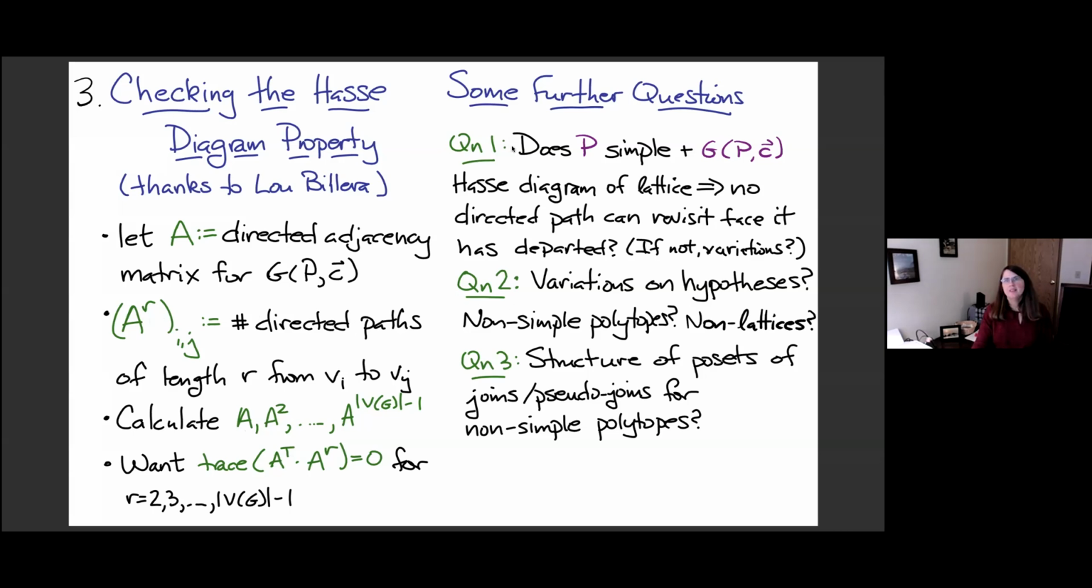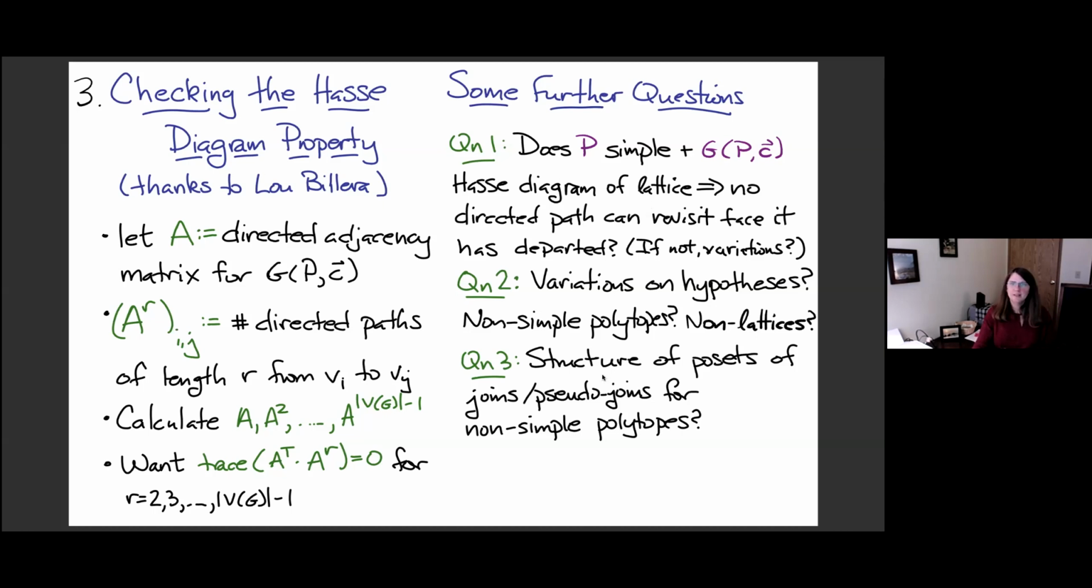But let's see, the big question is, does P simple and this directed graph being the Hasse diagram of a lattice imply that no directed path can revisit any face after it has departed from it? One could ask about variations on the hypotheses, such as non-simple polytopes. I've played around a little bit with the poset topology for non-simple polytopes, but don't have theorems, but I feel like some of the things may still hold. And non-lattices, I don't know if lattice is needed. It's needed for the corollary to make sense.